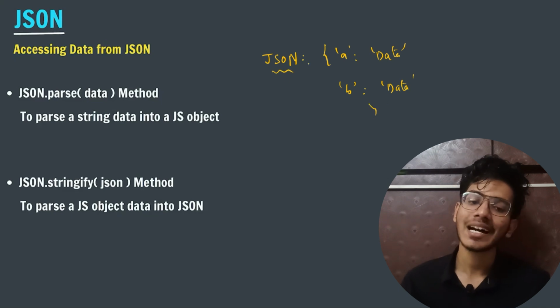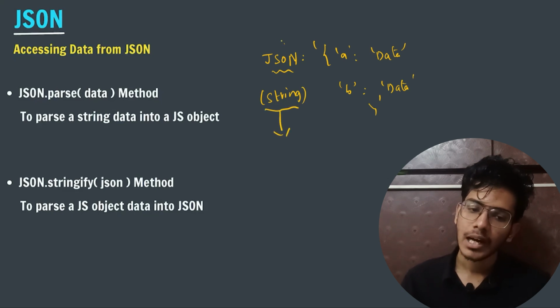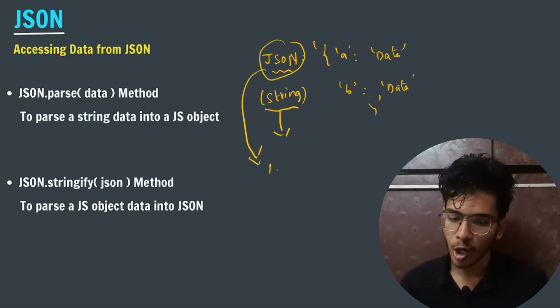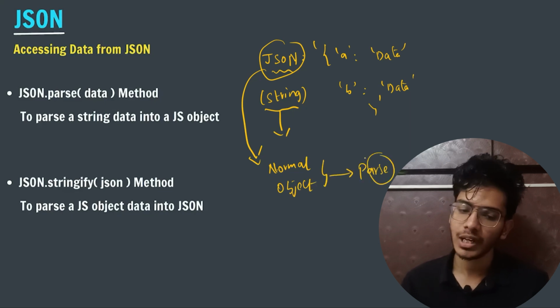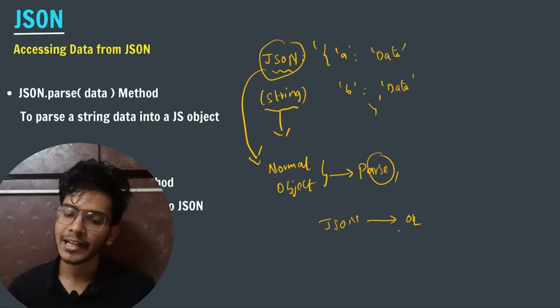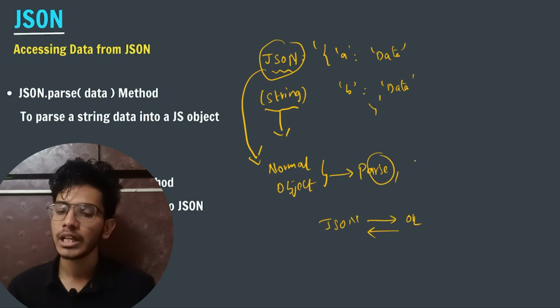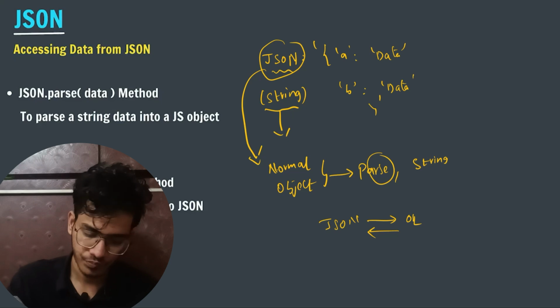Now this returned data format will always be in the form of a string. So here the JSON will always be a string. Now if you want to convert a JSON document into a normal object, then you will use the parse function, and the parse function will convert JSON into a normal object literal. Now if you want to convert a normal object into JSON, then you will use the stringify function. Okay, I hope you have understood how we use this.